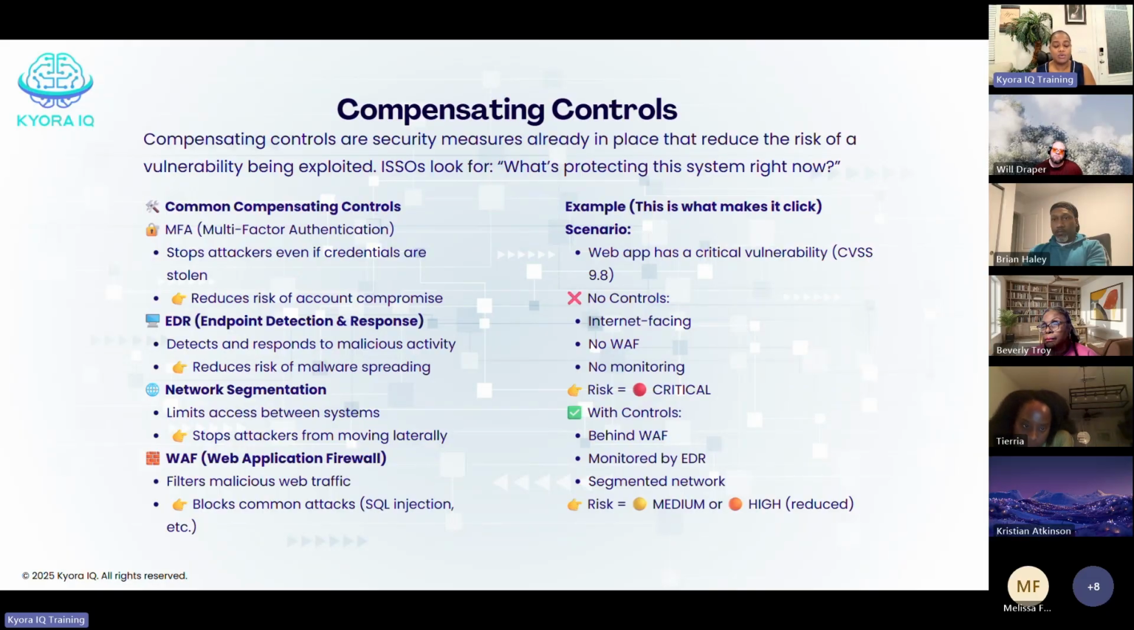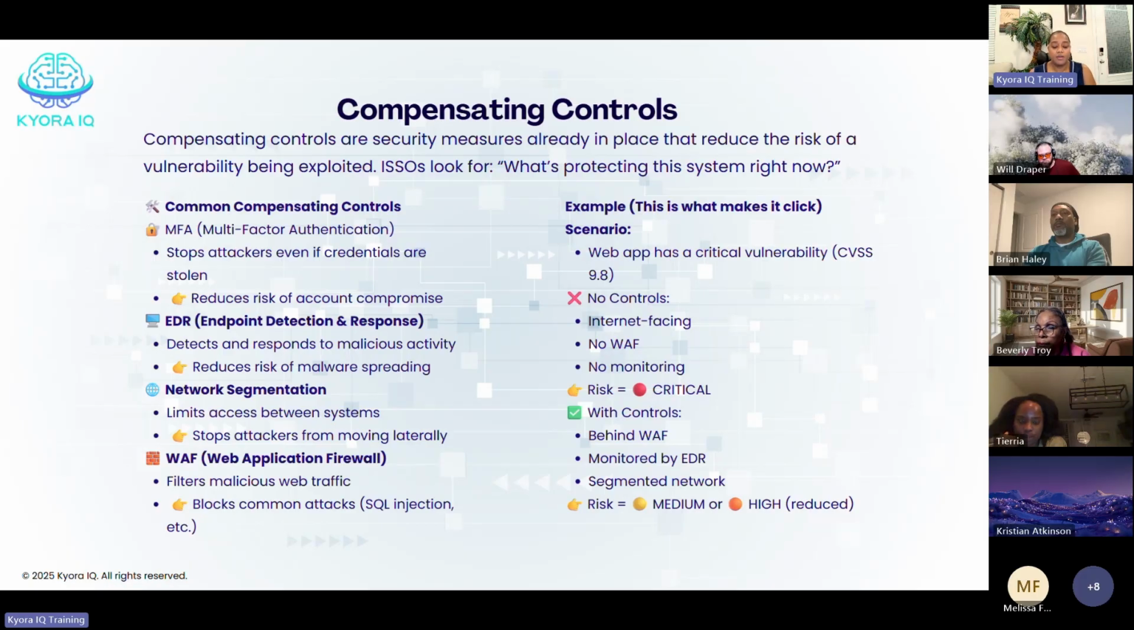Your endpoint detection and response. So let's say there is a vulnerability that's found on a laptop. Let's say there's some type of Microsoft patching that has come out. They've released new vulnerabilities. It's on your laptop, but you have an endpoint detection and response tool that's installed on that laptop that makes it much harder for folks to actually exploit that vulnerability, or at least it's able to pick up quickly on when there's malicious activity occurring on that laptop.